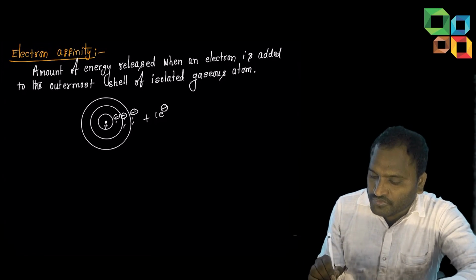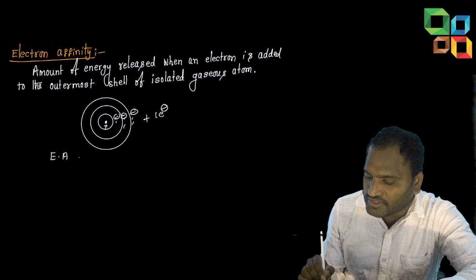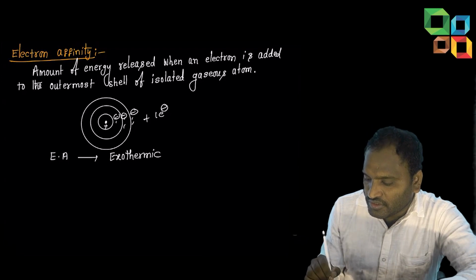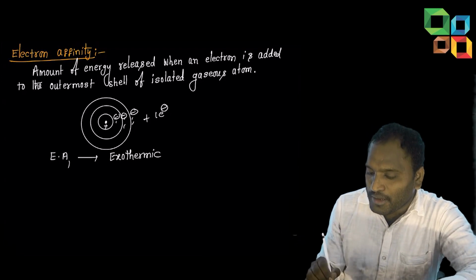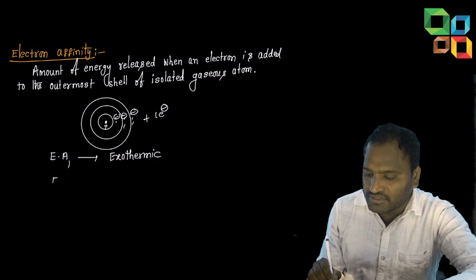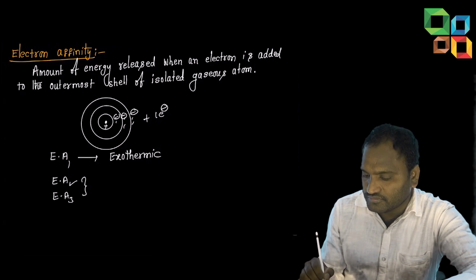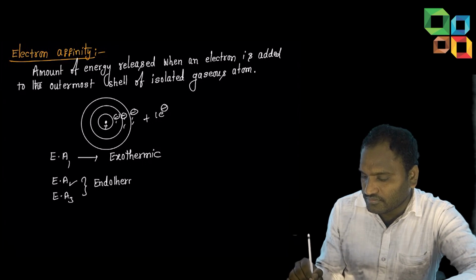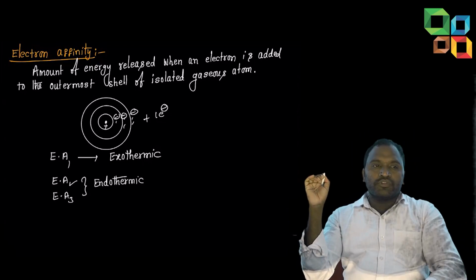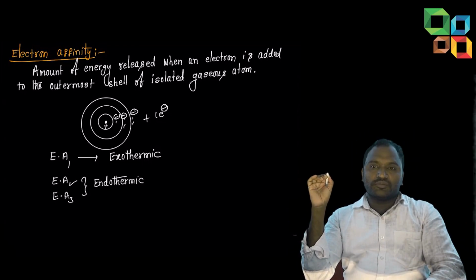Next, from this, we can say electron affinity is exothermic. There, what did I say? Endothermic. Here it is exothermic, since energy is released. EA1 is exothermic, but there IE2, IE3 are also endothermic. Here EA2, EA3 will change. EA2, EA3 are endothermic.